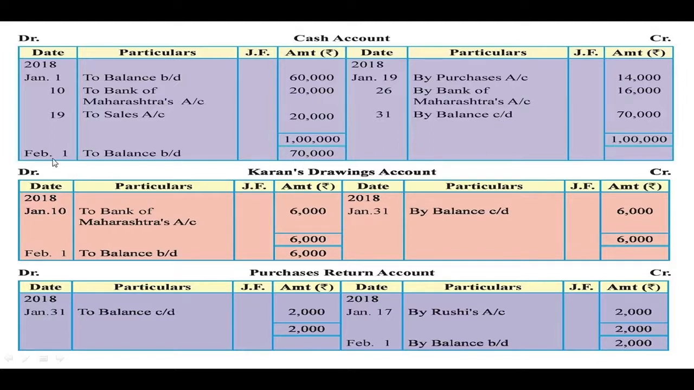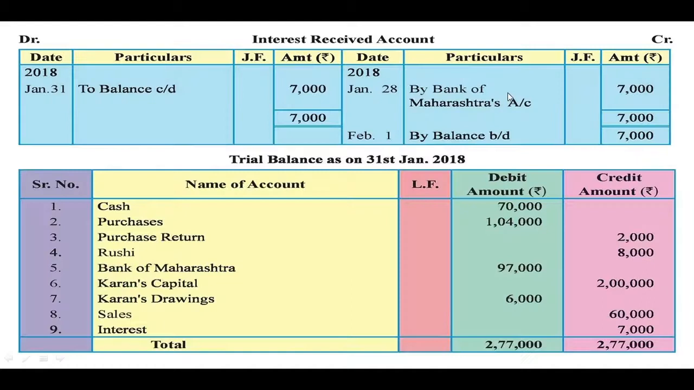Now this closing balance will become the opening balance for the next month. So 1st February, to balance brought down, 70,000 is written on the debit side below the total, and this closing balance is on the credit side. So in the trial balance, it will be recorded on the debit side. So here you can see that 70,000 is recorded in the debit amount column for cash book.